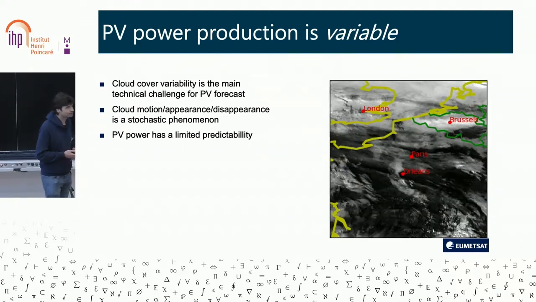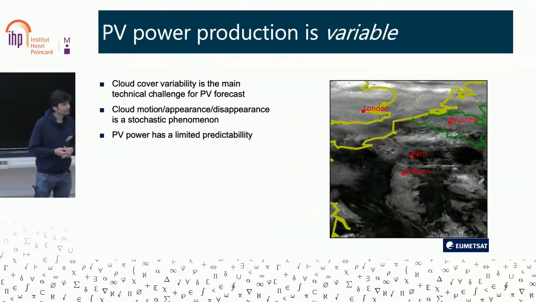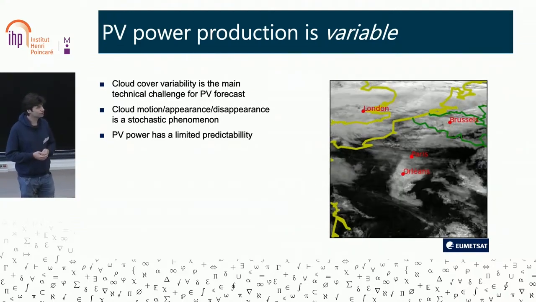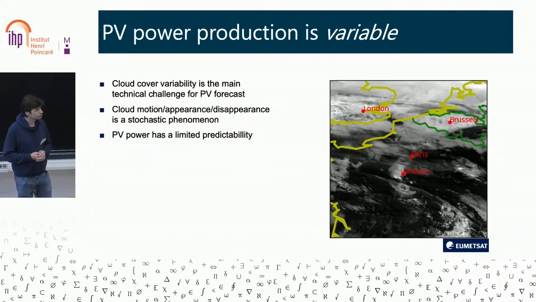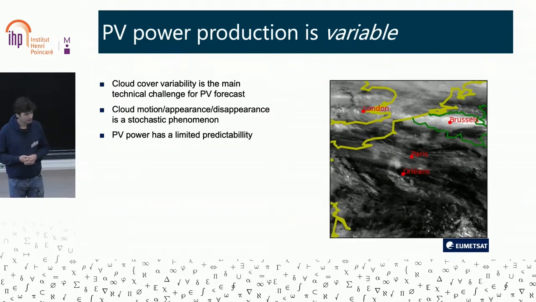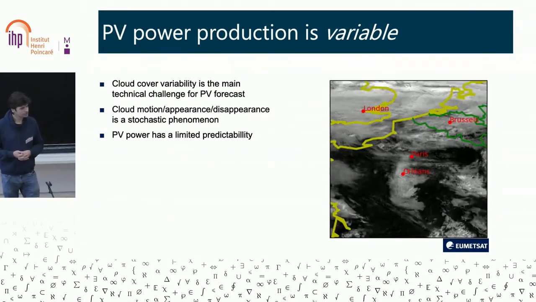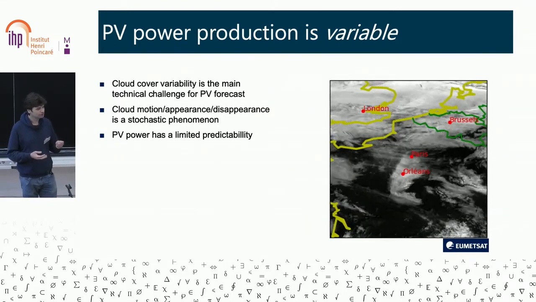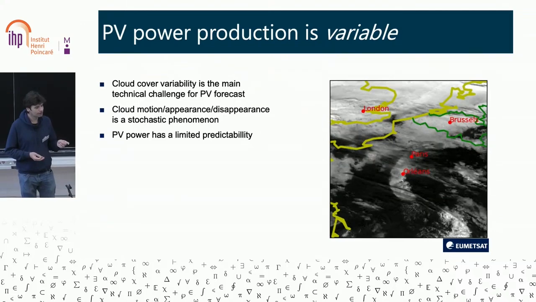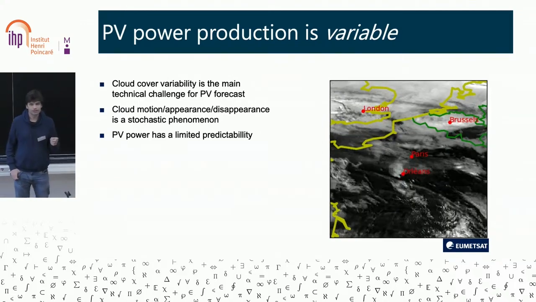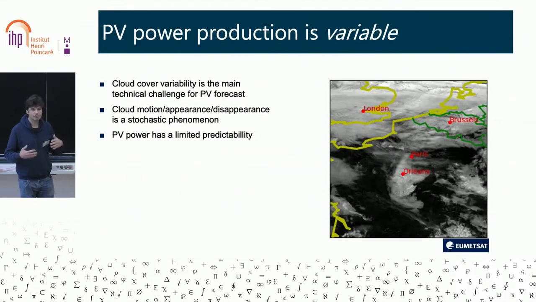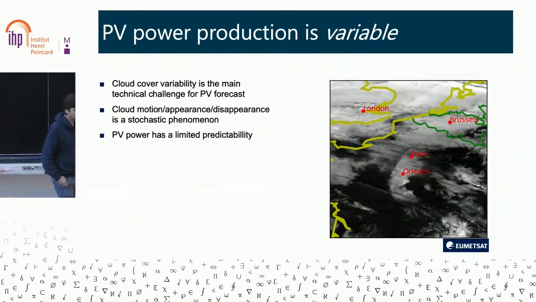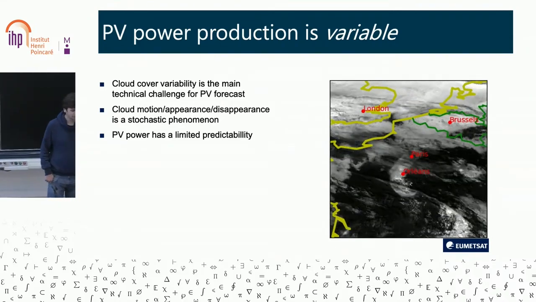It's not so precise. But what is important is there are several motions, and it's very difficult to study these motions and to forecast them. Because it's a stochastic phenomenon, PV power has a limited predictability. By theory, we will never have a perfect forecast because cloud motions are stochastic at this scale.